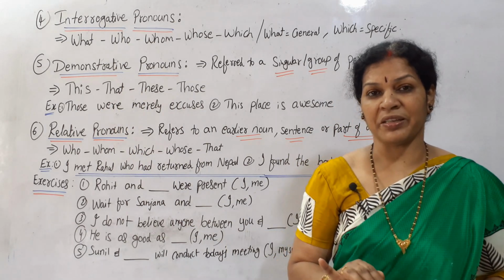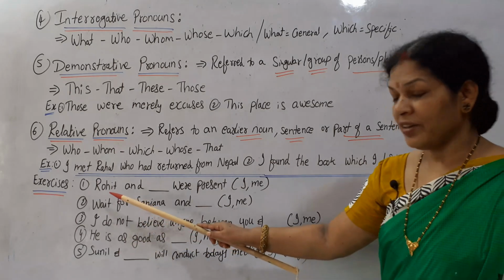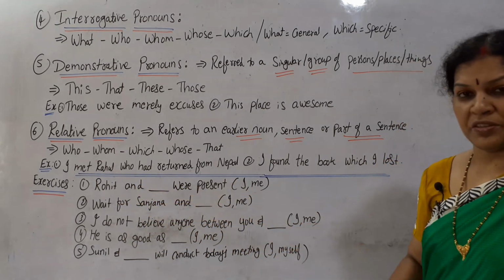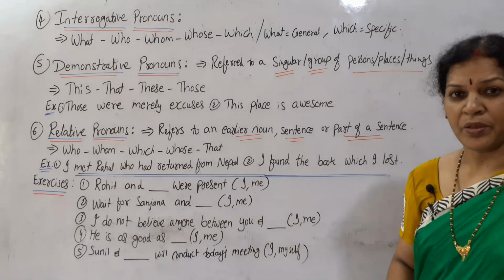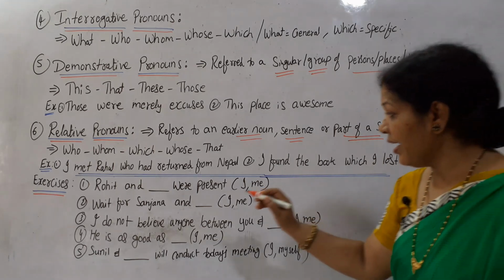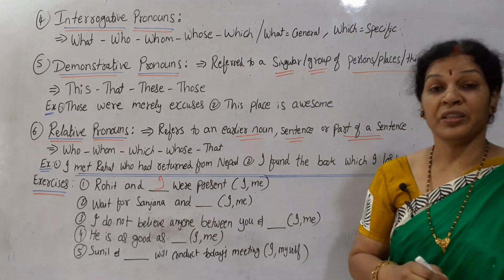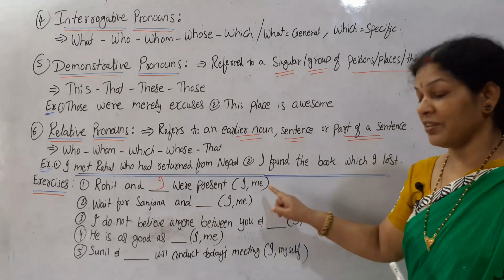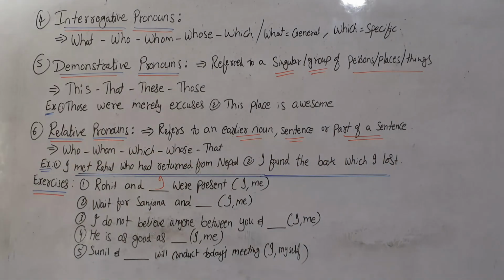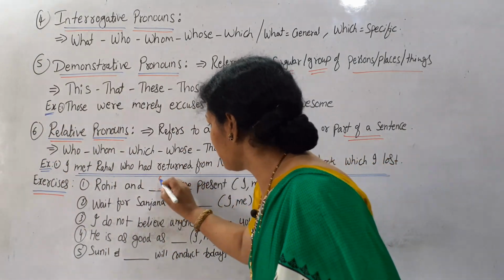Now we will see some exercises. These are simple exercises. We will work out and see. First one: Rohit and dash were present. I or me, what do you use? This kind of exercise is very important. Rohit and I were present. Most of the people say me. No, I will use another marker. Rohit and I were present.